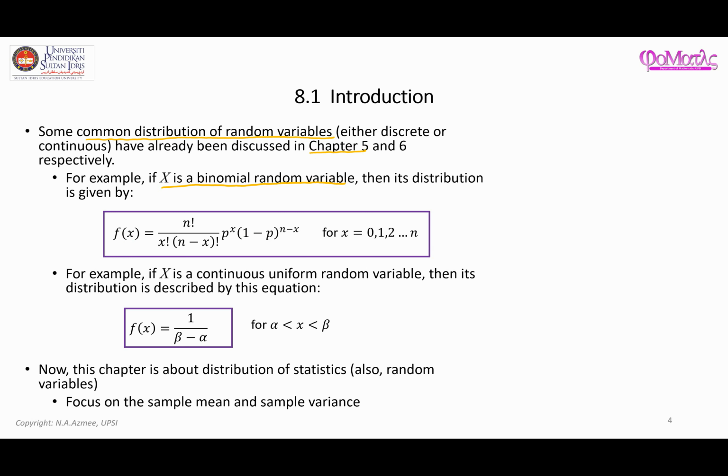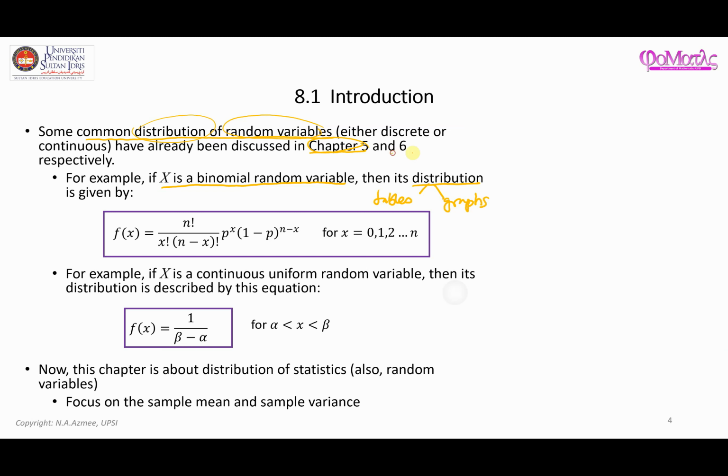Of course, I've told you before that a distribution can also be expressed in terms of tables and graphs other than equations. So those are the ideas of distribution of random variables. How can you describe the distribution? By giving it an equation or expressing it in terms of tables or graphs. Other examples of discrete distributions are negative binomial and Poisson distribution, and those you have already seen in chapter 5.